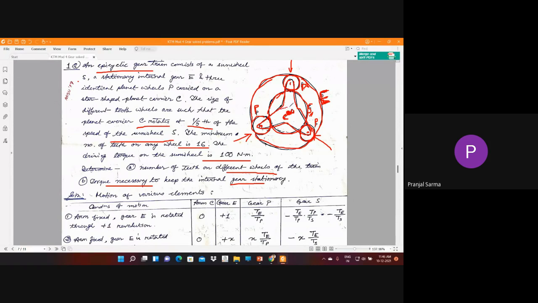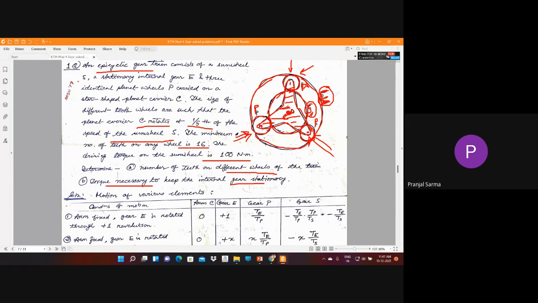So we have got this particular arm C, which will have some particular motion, which will influence the motion of other elements also. Arm C. We have got this annular ring E, another gear E. We definitely have this sun gear S, and we have got three identical planet gears. Everything is identical here, and all those three planet gears are identical in shape and number of teeth. Also, they are in mesh with the same sun gear as well as the same annular gear.